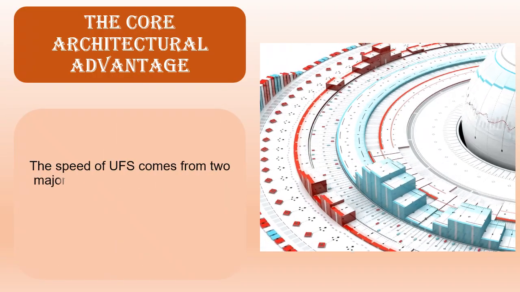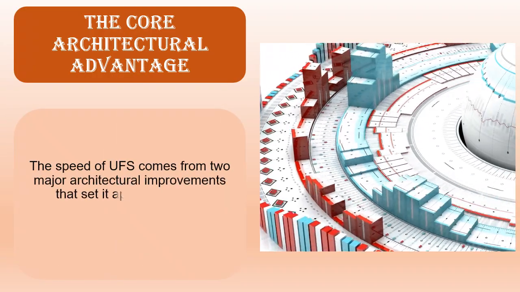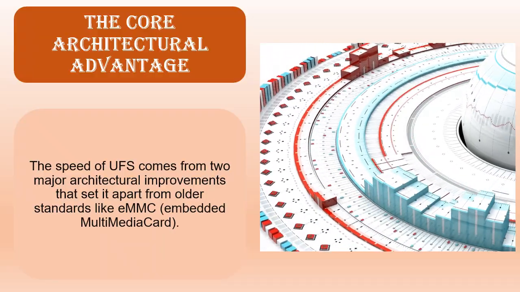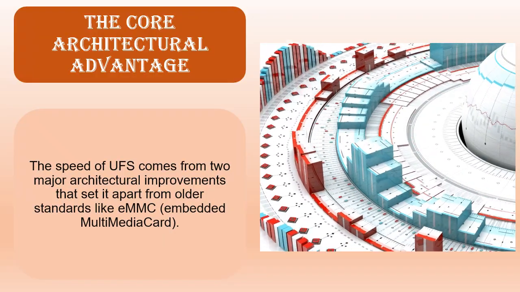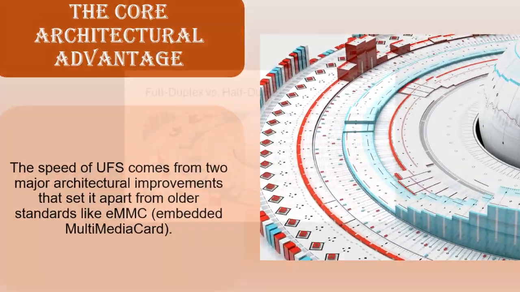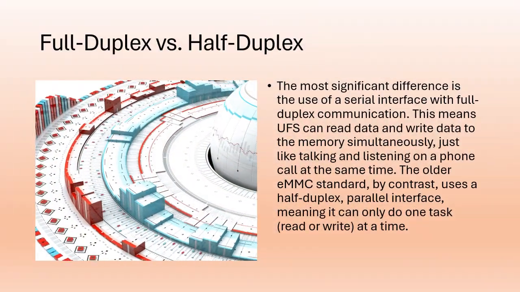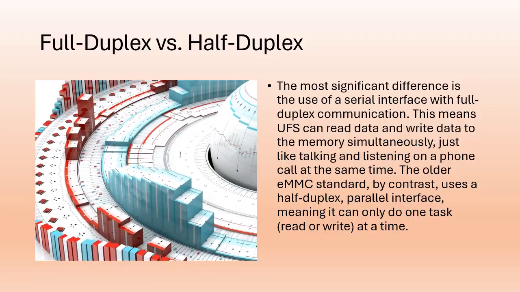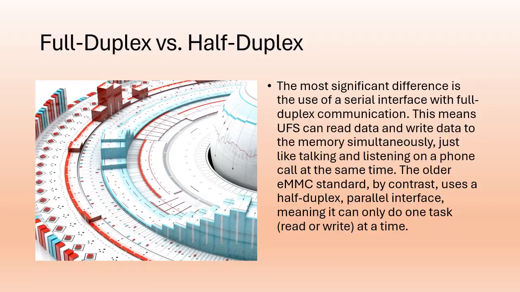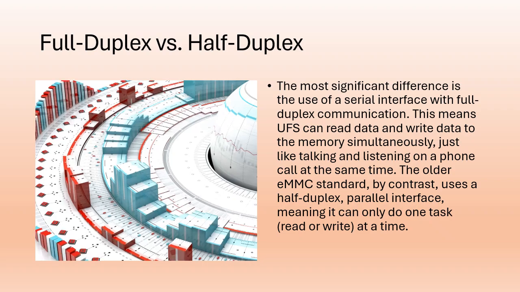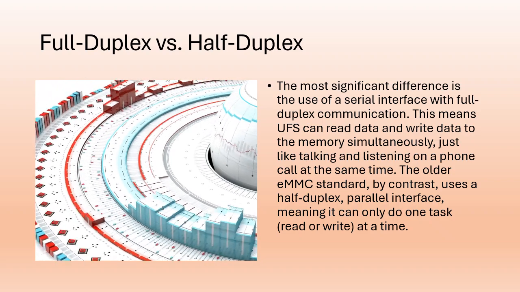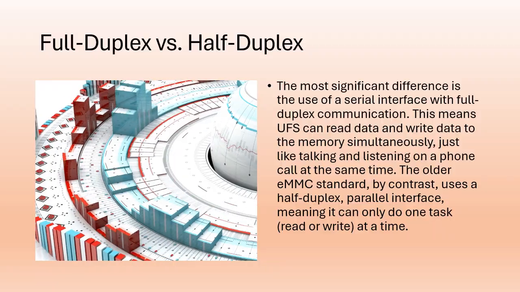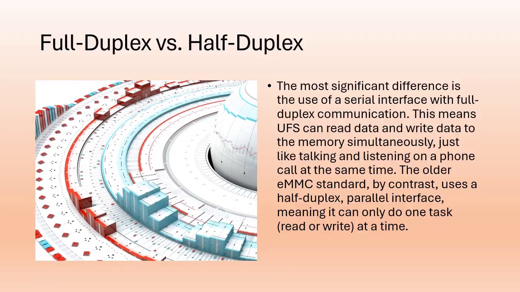The core architectural advantage. The speed of UFS comes from two major architectural improvements that set it apart from older standards like eMMC, Embedded Multimedia Card. Full duplex versus half duplex. The most significant difference is the use of a serial interface with full duplex communication. This means UFS can read data and write data to the memory simultaneously, just like talking and listening on a phone call at the same time.